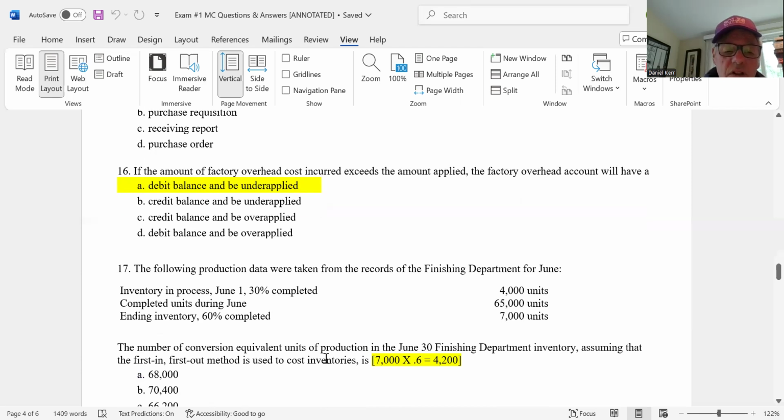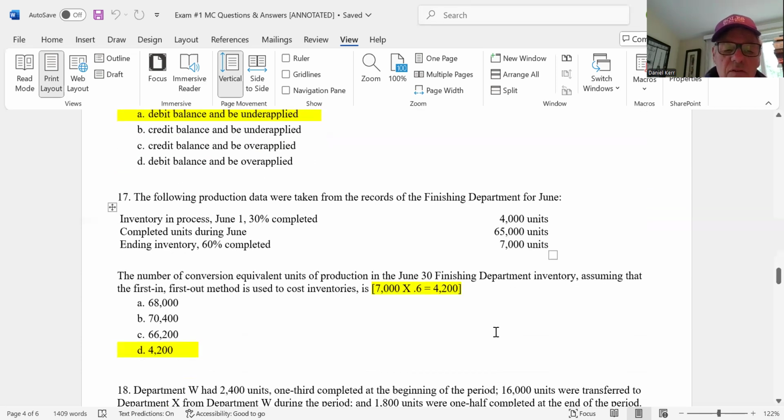The conversion equivalent units of production in the June 30 finishing department inventory, first in, first out method. So you want the conversion costs in the ending inventory as of June. That inventory is 60% complete with regard to conversion costs. So it's 60% times 7,000, which would be 4,200.